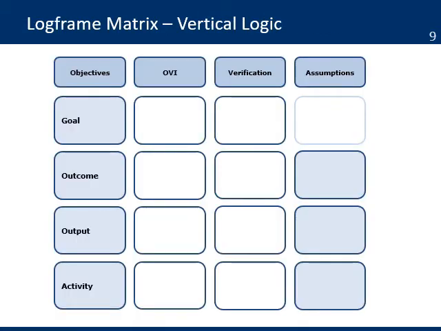The Logframe is presented in a 4x4 matrix. There is a vertical logic that follows the structure of the WBS. It has the goal, then you have the level of outcome, then the outputs, and then the activities needed to produce the outputs that will result in outcome and will achieve the goal.